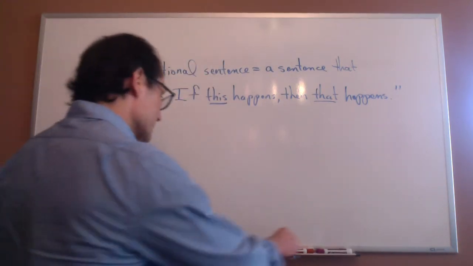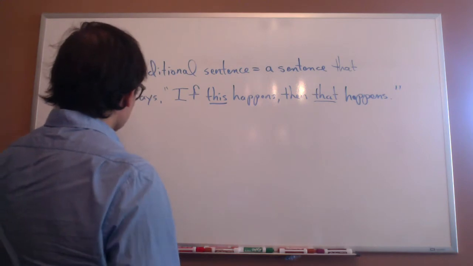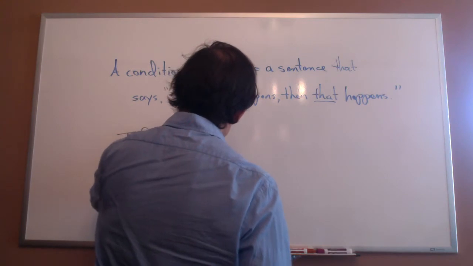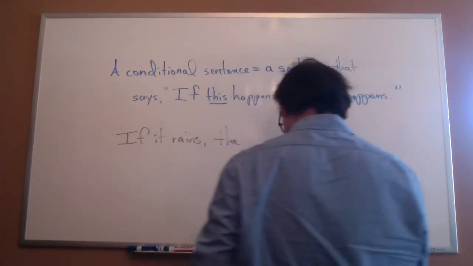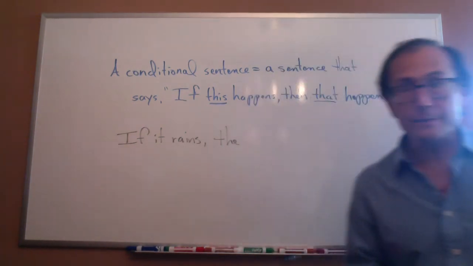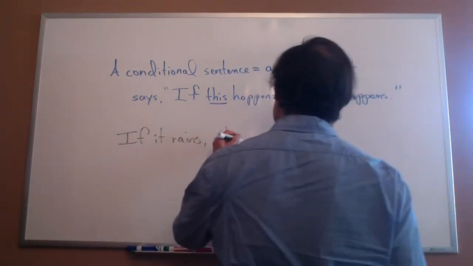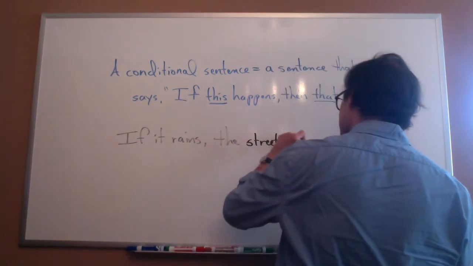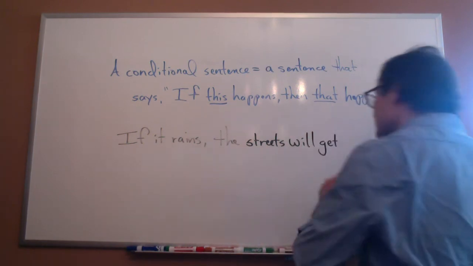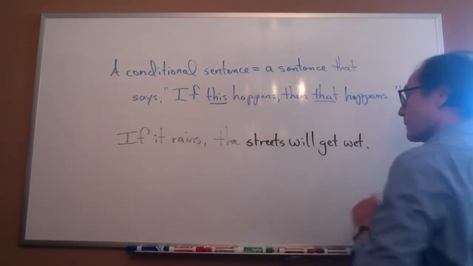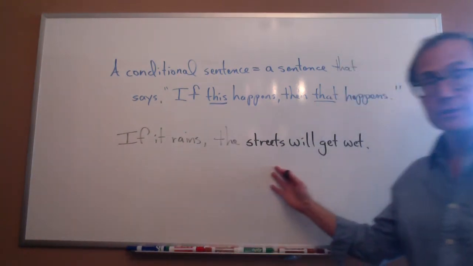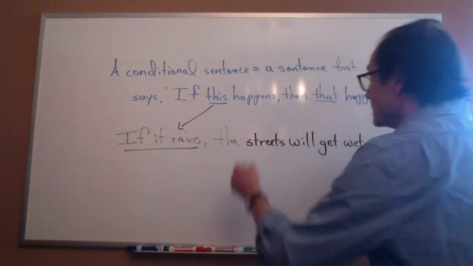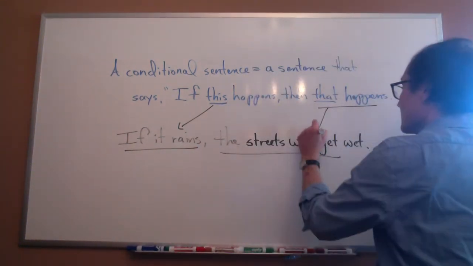So, I might say, if it rains, well, I think I need to get a better marker here. If it rains, the streets will get wet. So, here, this is a conditional sentence. I'm saying, if this happens, if it rains, then this happens. The streets will get wet.